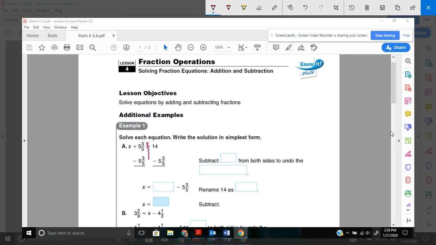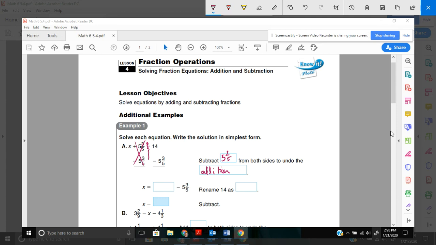I would subtract 5 and 3/5 from both sides of my equation, because 5 and 3/5 minus 5 and 3/5 cancels out. And then I just have to subtract 5 and 3/5 from the right-hand side as well. So subtract 5 and 3/5 from both sides to undo the addition. So I'm taking 14 and I'm subtracting 5 and 3/5.